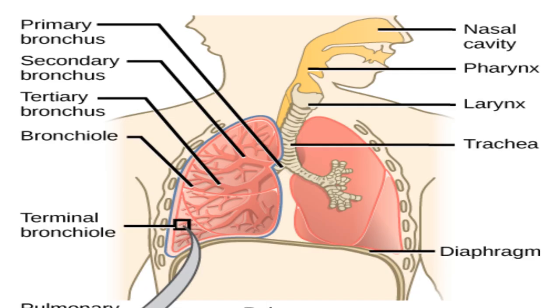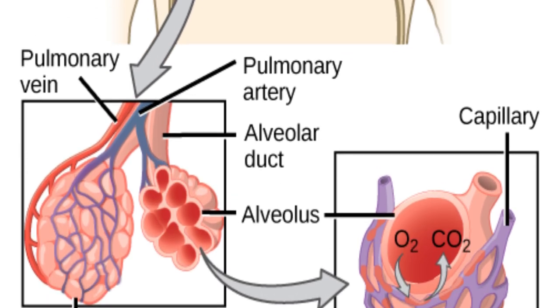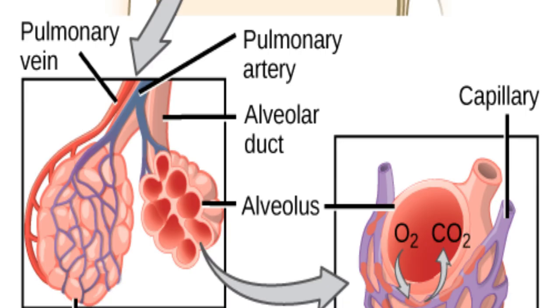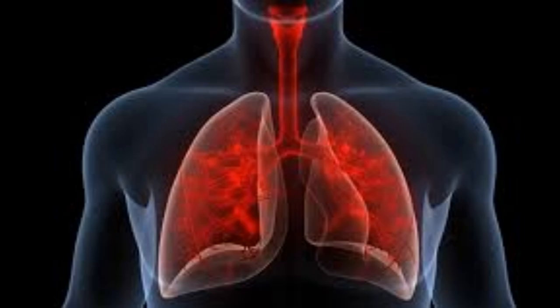Trachea, windpipe, long tube supported by cartilage. Primary bronchus, the branch of trachea that enters the lungs. Bronchioles and alveoli, tiny air sacs where gas exchange happens. Lungs, two spongy organs in the chest covered by pleural membrane.